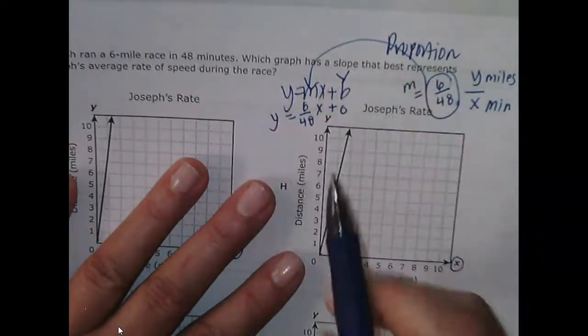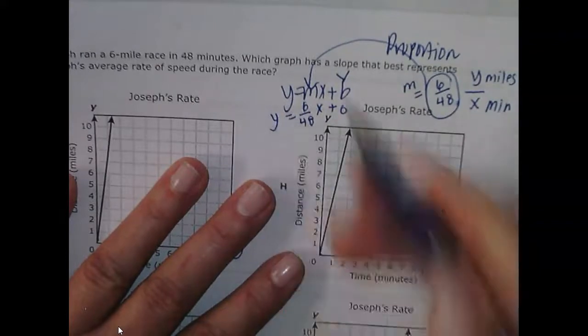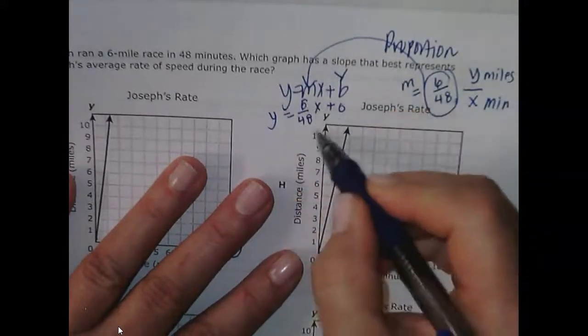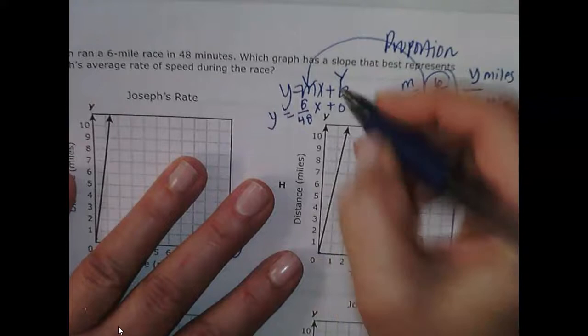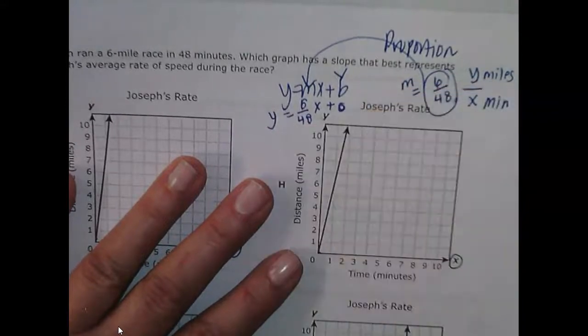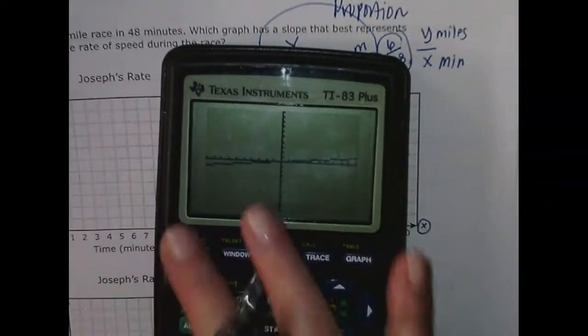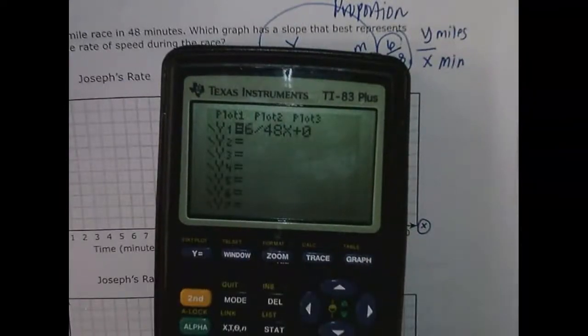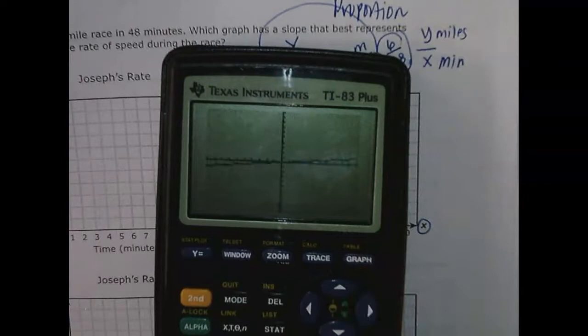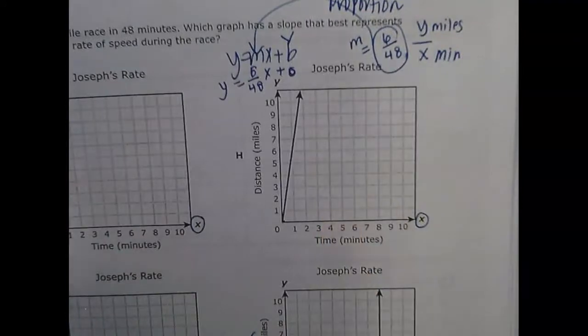If you go to your lovely calculator and type in y equals 6 divided by 48, x plus 0, that's a 0, one of these graphs is going to match. Let's go see. So I typed mine in. There it is. 6 divided by 48, x plus 0. And there's my graph. It's really low. Now, in order to match this picture to this picture, you need to have the same window.